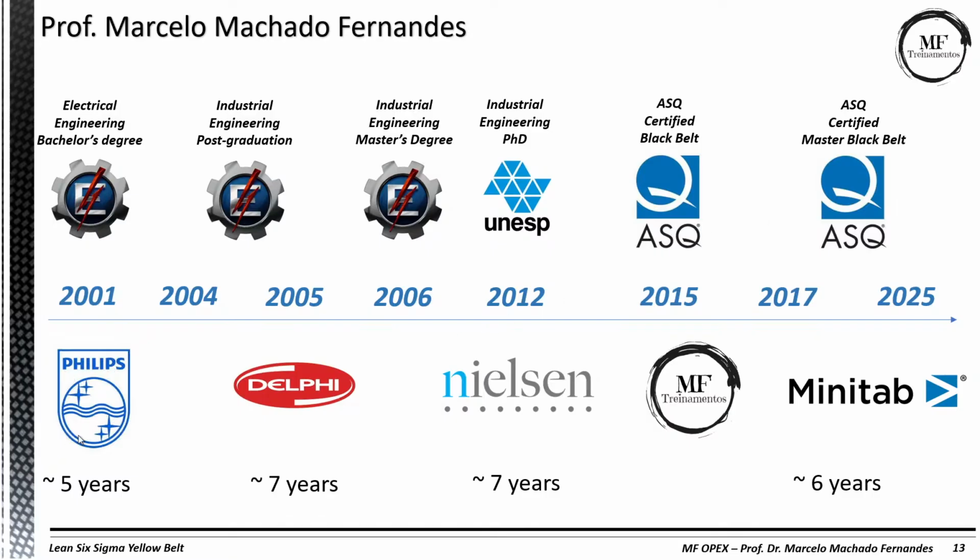I had a chance to work 5 years for Philips, 7 years for Delphi, and 7 years for Nielsen. And right now, I would say around 6 to 7 years, yeah? I need to update that to 2026. Working as a Minitab partner and also in my training company, okay?